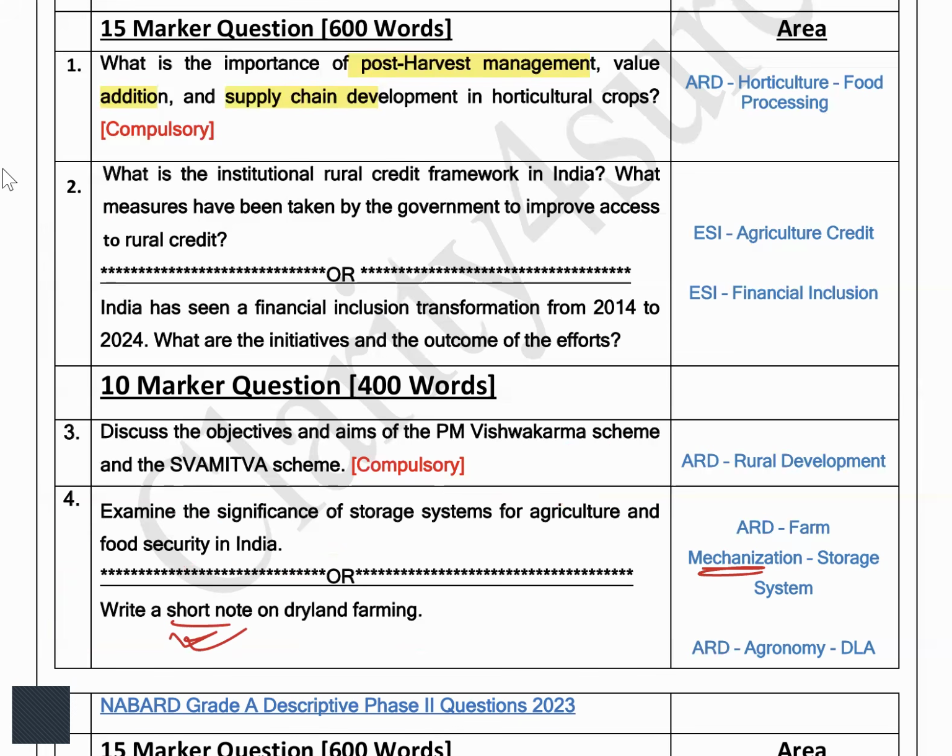So these were the questions for the year 2024: the 15 marker, the 10 marker, the optional 15 marker, the optional 10 marker. You can take a screenshot after pausing it.